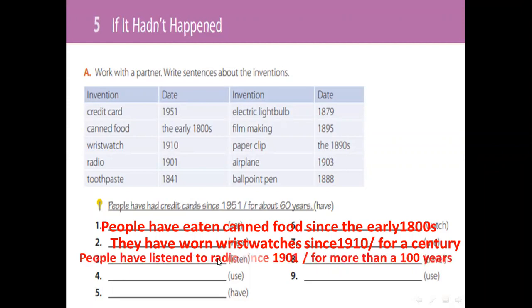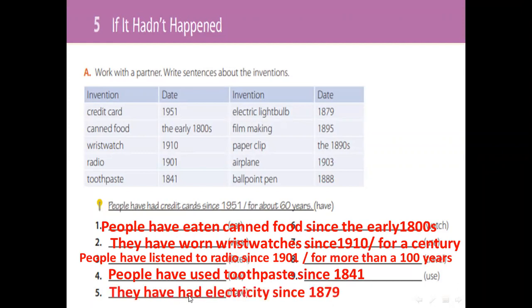Number 3, people have listened to radio since 1901 or for more than 100 years. People have used toothpaste since 1841. They have had electricity since 1871.